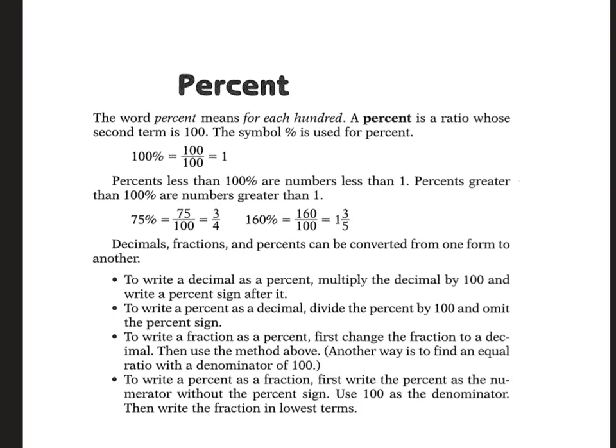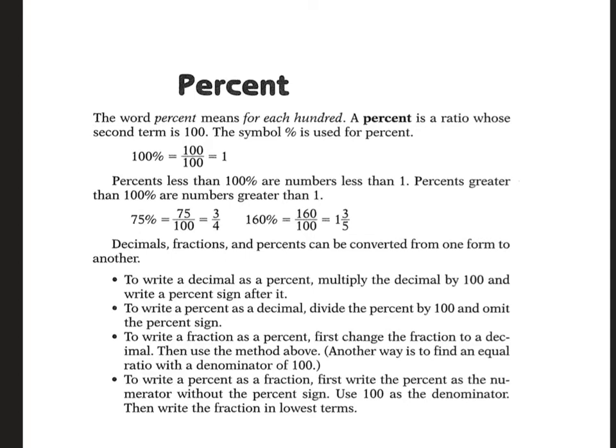So if we look at the next section, which is percents, the word percent means for each 100. A percent is a ratio whose second term is 100. So the percent symbol is used to represent percents. Anything that you are working with a percent, it's out of 100. So it's something over 100. Anything greater than 100% is 1 point something or 2 point something, depending on what the value is.